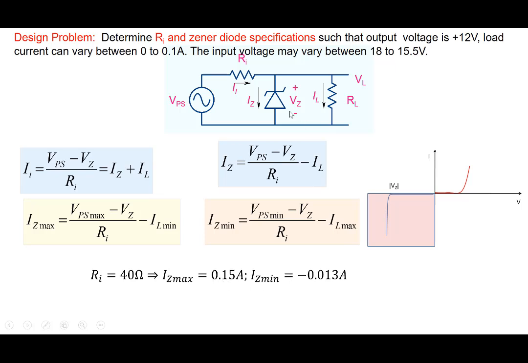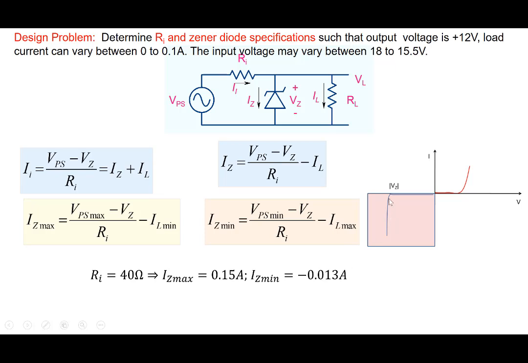But Iz min, note the direction of Iz. Iz we have already taken as a reverse current. And when Iz min is minus of that, it means that the current is going in the opposite direction here, which means that the Zener diode is not reverse biased. And our condition is that Zener diode should be not only reverse biased, but it should be in this condition here. So the choice of Ri equal to 40 ohm is not right here.